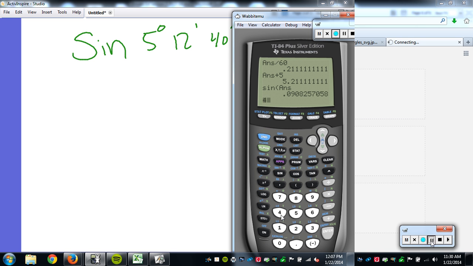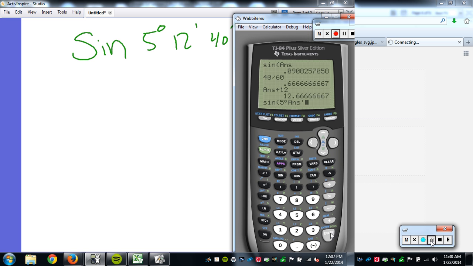I'd still say, okay, 40 divided by 60 is that, plus my 12, isn't it? So what I would do is now go sine 5, angle, degree, answer, angle, next. So my friend Stevens noticed it should be 0.0908, right? Right. What is it?